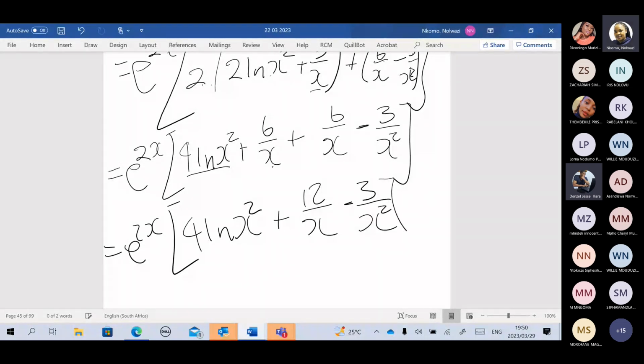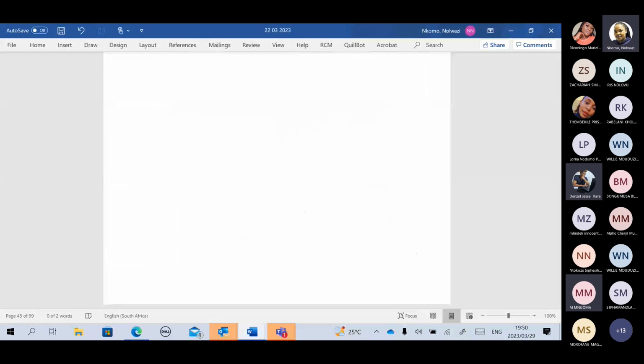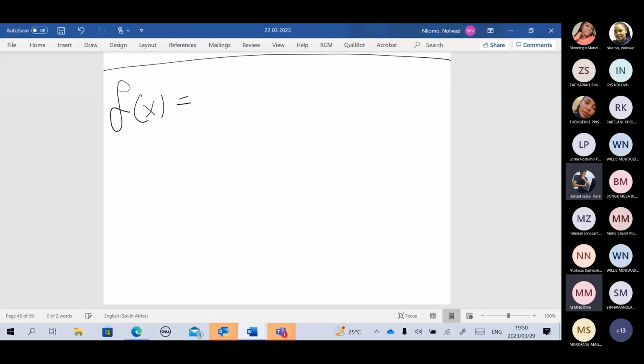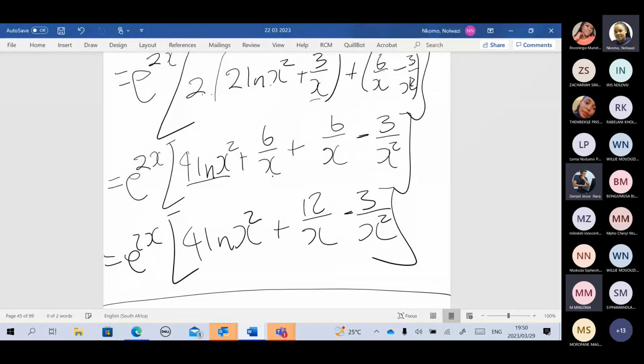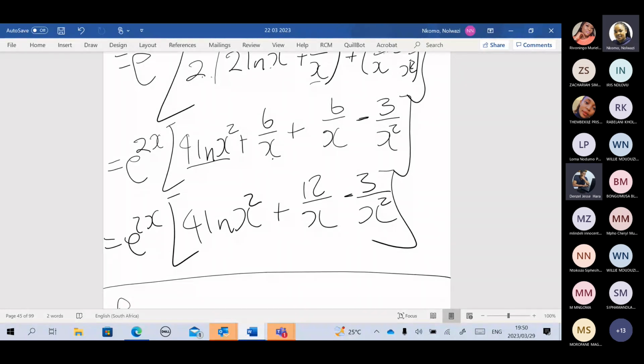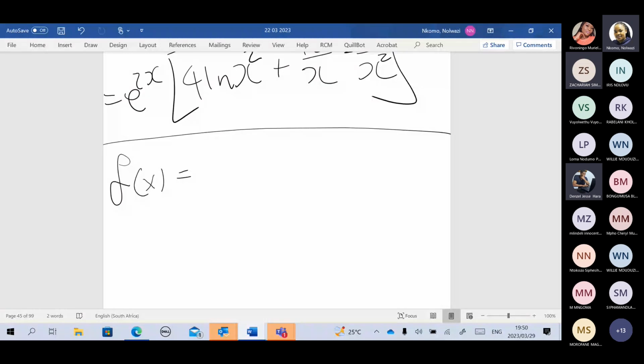Did we all get this answer? I omitted the 2, so I got 9 over x, but I see what was the mistake that I made there instead of the 12 over x. Oh, all right. Thank you. Yeah, I got the same answer.